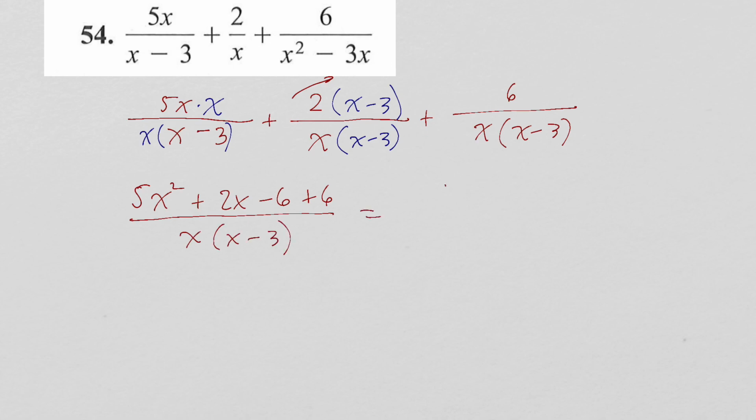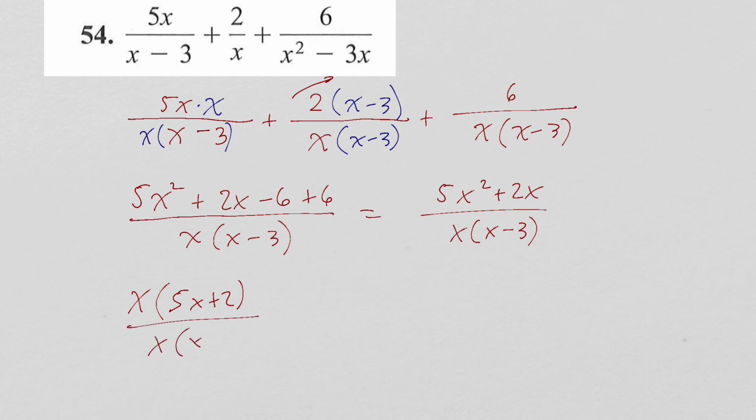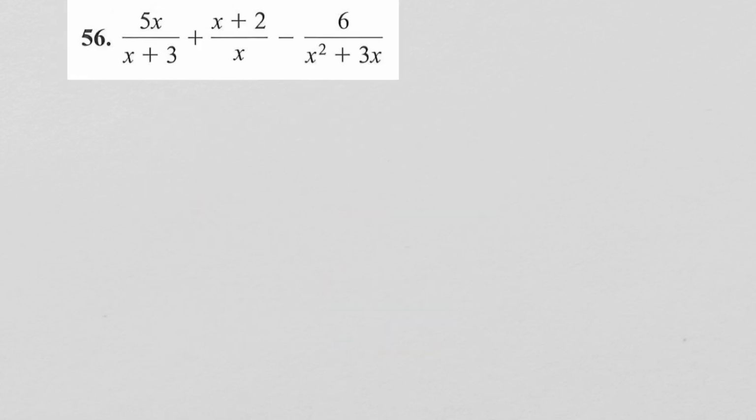So this will be 5x squared plus 2x over x times x minus 3, because the 6's go away. Now we can factor an x. So I take out an x, and we're left with 5x plus 2 over x times x minus 3, and we cancel the x's from the top and bottom, and we're left with 5x plus 2 over x minus 3. And that's it.